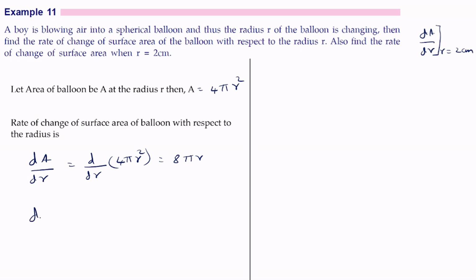Now we need to find the rate of change of surface area when r equal to 2 centimeter. So this is 8 pi into 2, so this is 16 pi centimeter square per centimeter. So these are the answers.